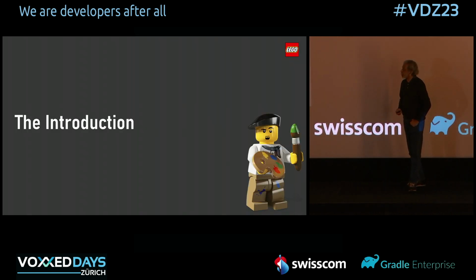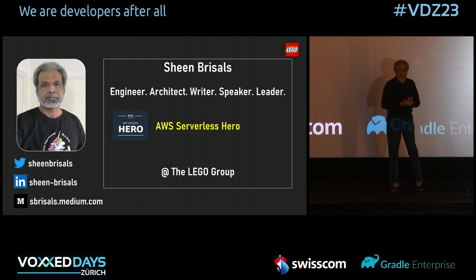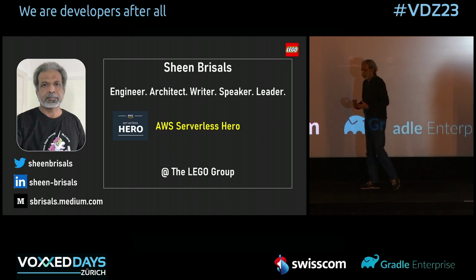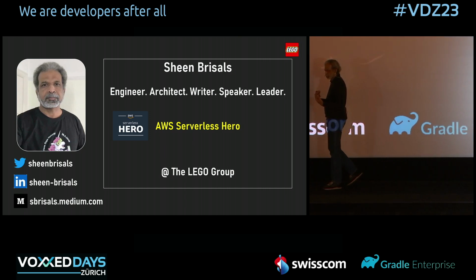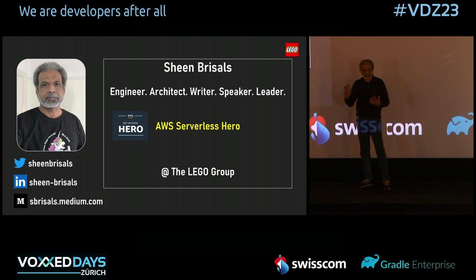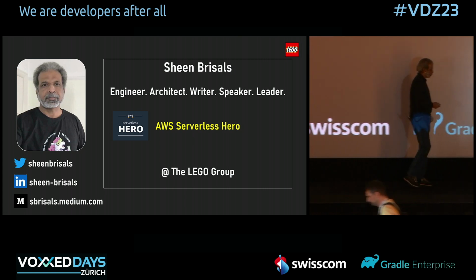So my name is Sheen Brisals, and I work for the Lego Group, and I am active in the AWS and serverless community, so I have the privilege of being known as a serverless hero. I write about serverless, talk about serverless around the world across different conferences.